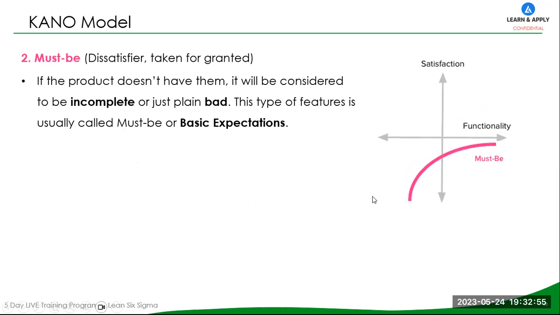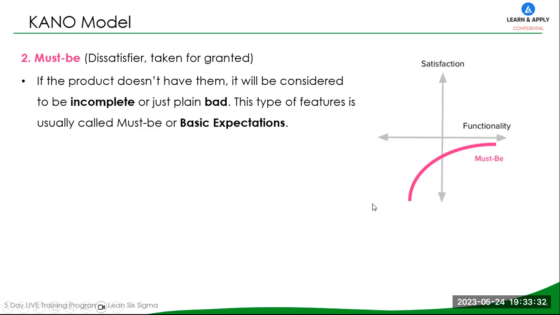Yes. Great. Now, the second one is must be. Now, what is this must be? This is called dissatisfiers. That means if you don't provide them to the customer, the customer will be unhappy. If the product doesn't have them, it will be considered incomplete or plain bad. These are basic expectations. But if you provide them to the customer, the customer will not be happy. If we see the graph or the trend of this must be, it is like that. It is not at all on the positive side of the satisfaction. It is below the positive side of the satisfaction. So it is always in the negative, right?